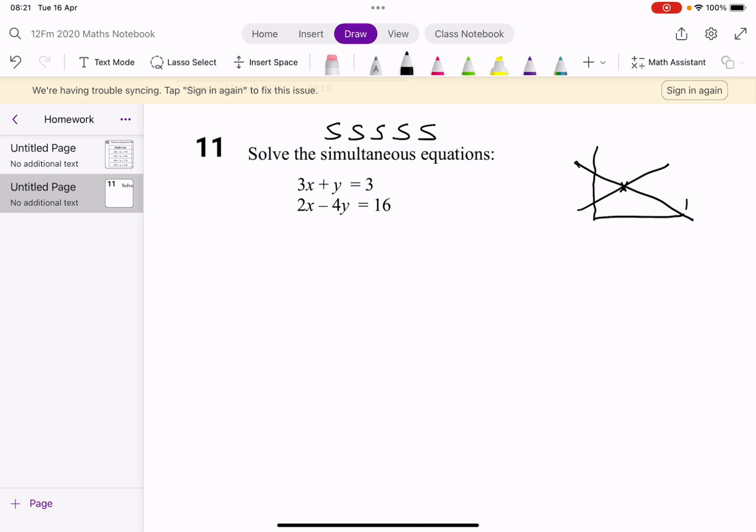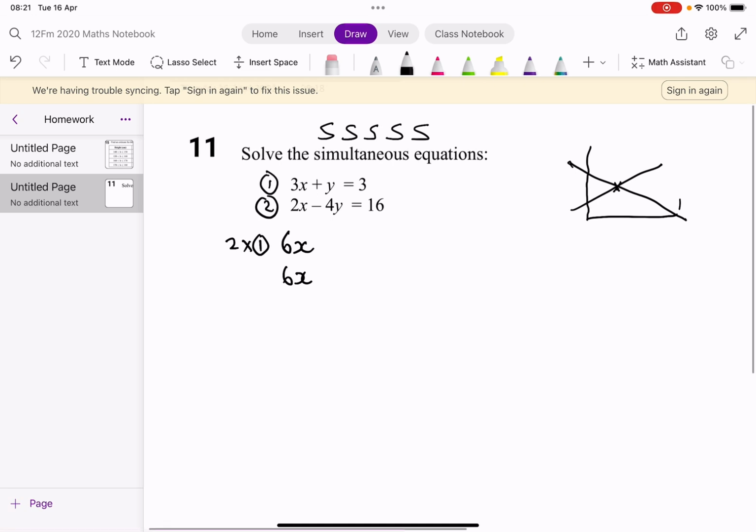I've got a 3x and a 2x. I want to make them the same. So I can see that I can make 3 and 2 into 6x. So what I'm going to do is make the first one, we usually call this 1, and this 2, into 6x. How did I make the 3x into 6x? Well, I did 2 lots of equation 1. And then I've got to do everything times 2. So 2 times 3x is 6x, 2 times y is 2y, and 2 times 3 equals 6.